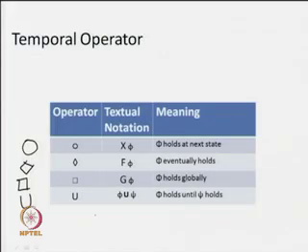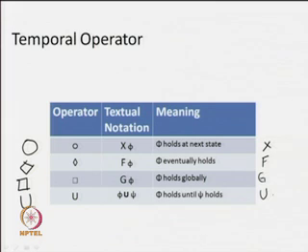So, in your classical notation we use these particular symbols: circle, diamond, box and until. But in textual notation the next operator is represented by X, the eventuality operator or future operator is represented by F, the globally or always operator is represented by G, and the until operator is represented by U.